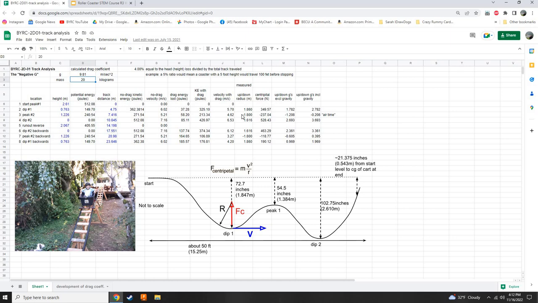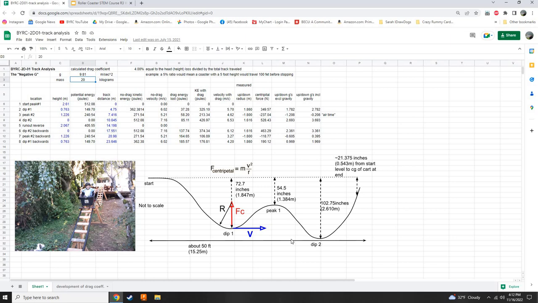And having a radius of 1.8 meters, the centripetal force is that, and you can see here I'm predicting in this track a little bit of negative G, so you're actually trying to come out of the cart for a little bit, and you'd want a seatbelt in there, which I did have.